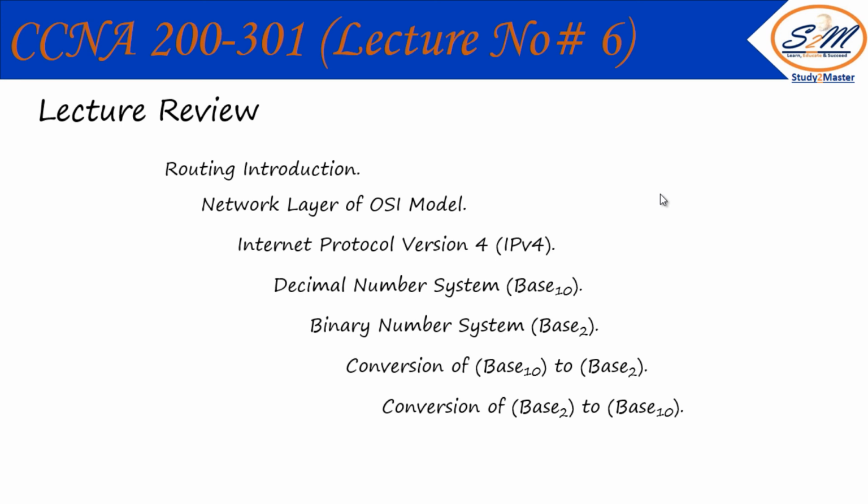A decimal number system is a number system which provides 10 digits, from 0 to 9. It is called a decimal number. Binary number system: it provides two digits for us, 1 and 0. 1 means on, 0 means off. Conversion of base 10 to base 2, conversion of base 2 to base 10.